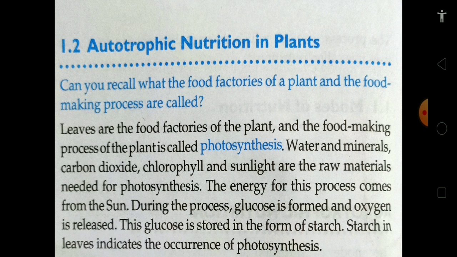So autotrophic nutrition in plants means that during the photosynthesis process, plant leaves make their own food with the help of carbon dioxide, chlorophyll, water, minerals, and sunlight, and then they convert these raw materials into glucose and oxygen.